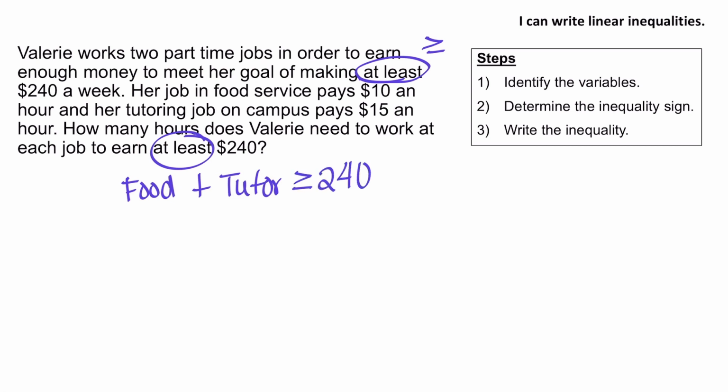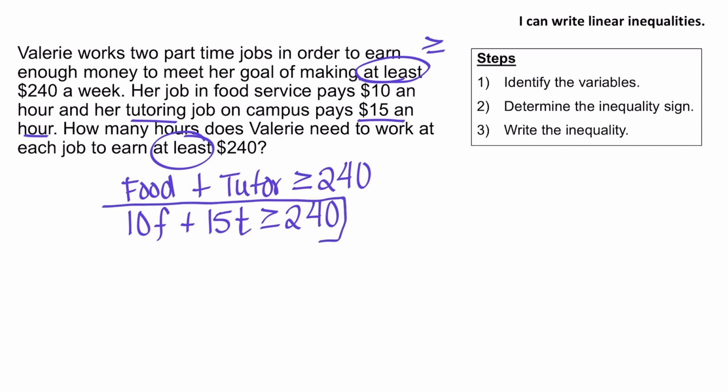So her food service job pays $10 an hour. So we'll say 10 times the hours she spends in food, plus she has $15 an hour tutoring. So let's say 15T, and that has to be greater than or equal to 240. You can pick any variables that you'd like to use. I just chose F and T because we were talking about food and tutoring. So that is the inequality that represents this word problem.